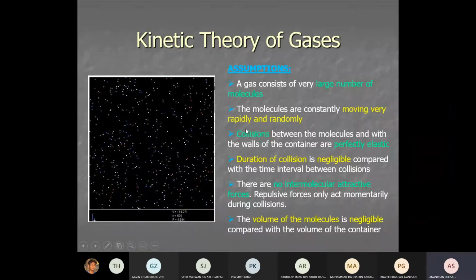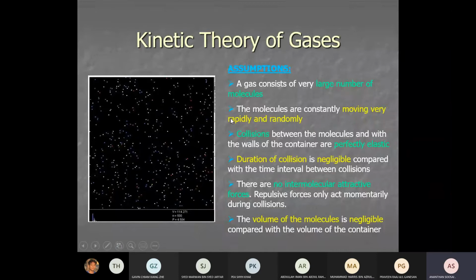So collisions are elastic, and there is no intermolecular force between the particles. You can also talk about something which is neglected: the volume of the molecules is neglected compared to the volume of the container. All the molecules combined, their volume is too small compared to the volume of the gas. These are all assumptions. Another one is that the molecules are constantly moving very rapidly and randomly. So these are all the kinetic theory of gases.